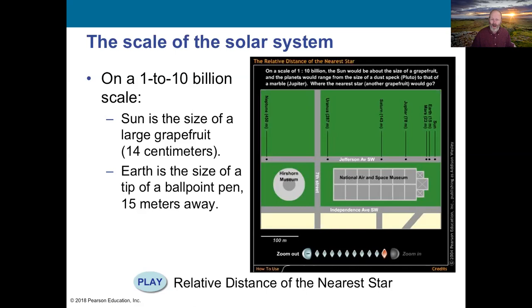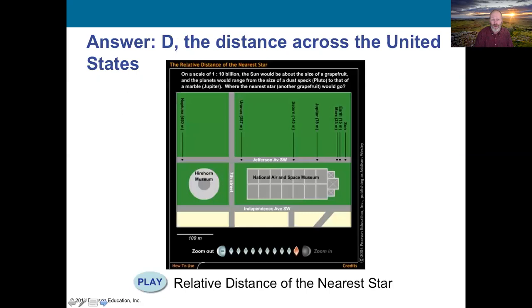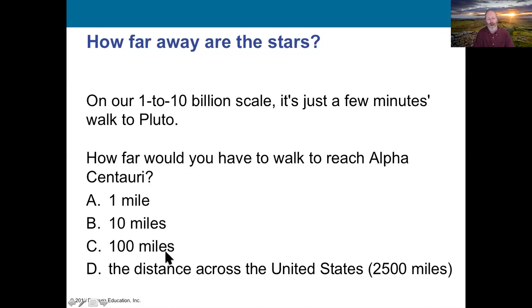If the Earth were a ballpoint pin and the sun were a grapefruit. But as we get further and further out, if we're going all the way out to Pluto, we're going to be answer D. It would take us, or no, sorry. This is Alpha Centauri. Alpha Centauri is our closest star. It would help if I read the actual question that they're asking here.